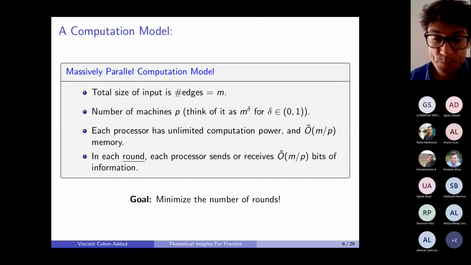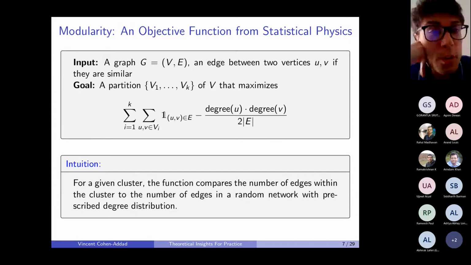So the first objective I want to talk about is this modularity objective. It comes not really from the TCS community, but rather from the statistical physics community. And there you're given a graph, an edge between two elements U and V if they are similar. So it's not a weighted graph, it's unweighted. And what you would like to find is a partition into arbitrary clusters. The number of clusters doesn't really matter. You can take as many clusters as you want. And you want to maximize the following quantity.